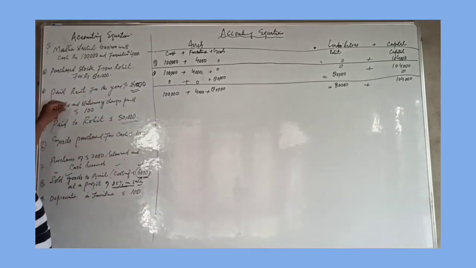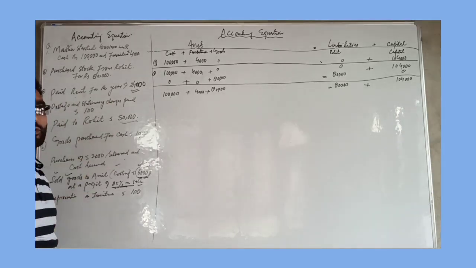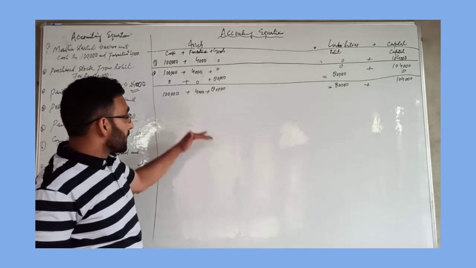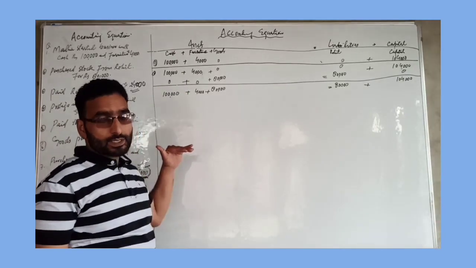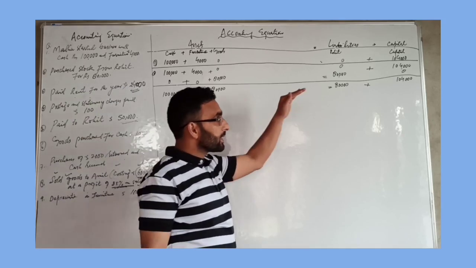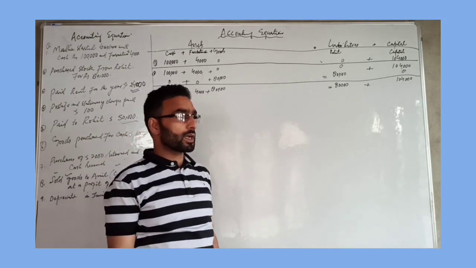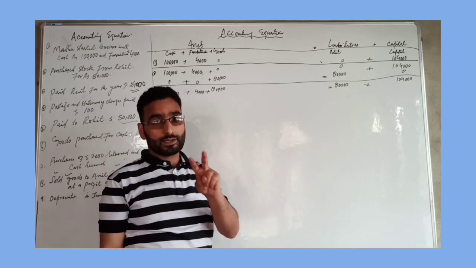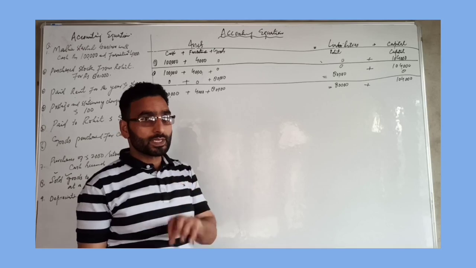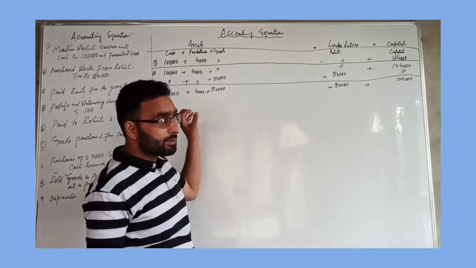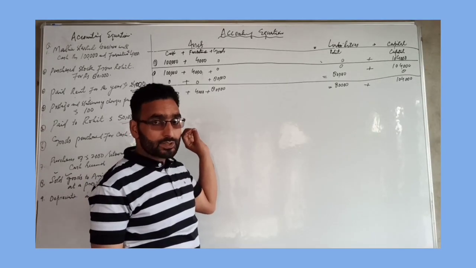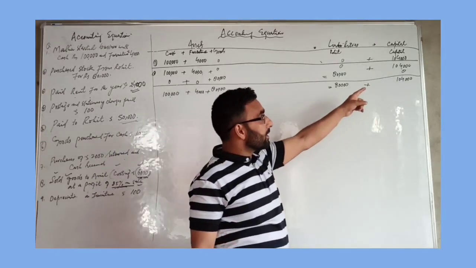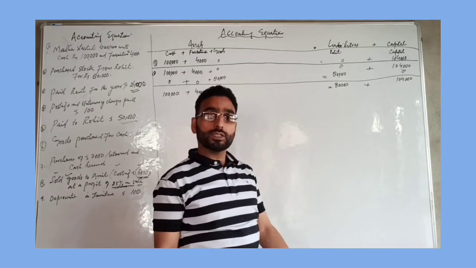The next point is here. Paid rent for the year, that is 24,000. Rent has been paid. When the expenses are paid, assets get decreased, cash gets decreased, and at the same time the capital goes down. So capital reduces here. When the expenses are paid in the business, two things decrease. One is assets, either it may be cash balance or any other asset which has to be paid as expenses. At the same time, the capital decreases.